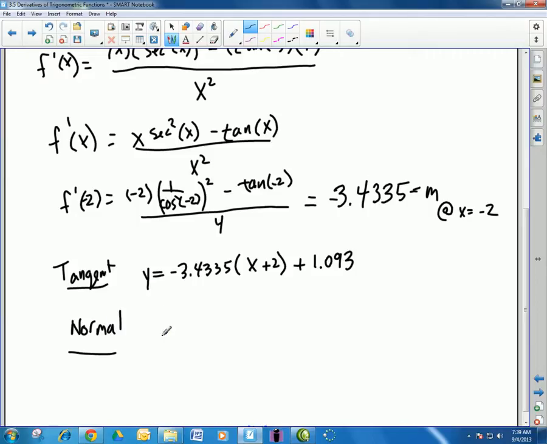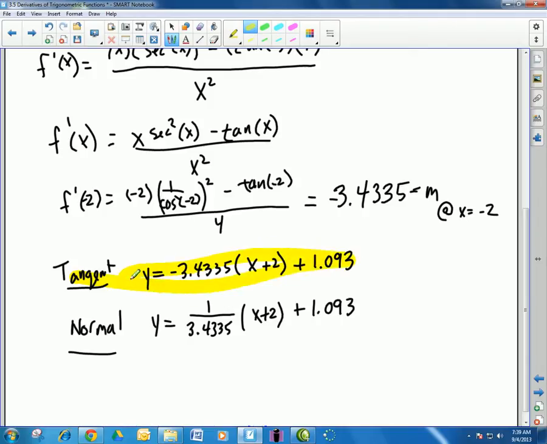And then your normal is going to be the exact same thing, only this is reciprocated and it's the opposite. So it's going to be 1 over positive 3.4335. And then the rest is going to be the same. Okay, so you would have your tangent here. And then the normal line is just the perpendicular, remember, and so all you do is change the slope. The rest is the same. It wants to go through the same point, so we keep the point the same.